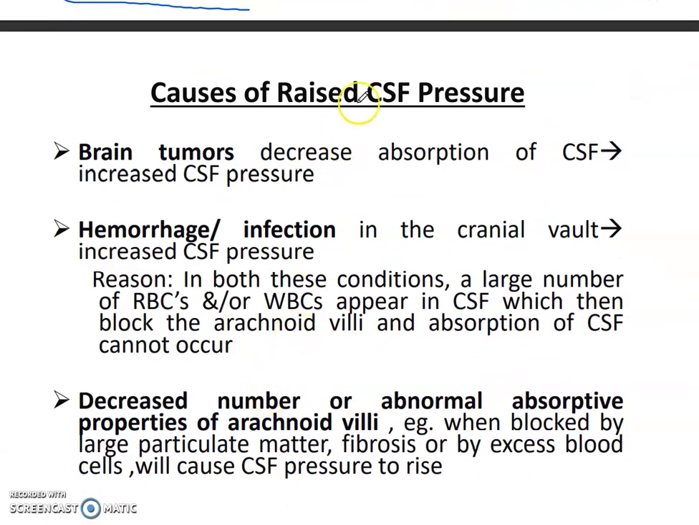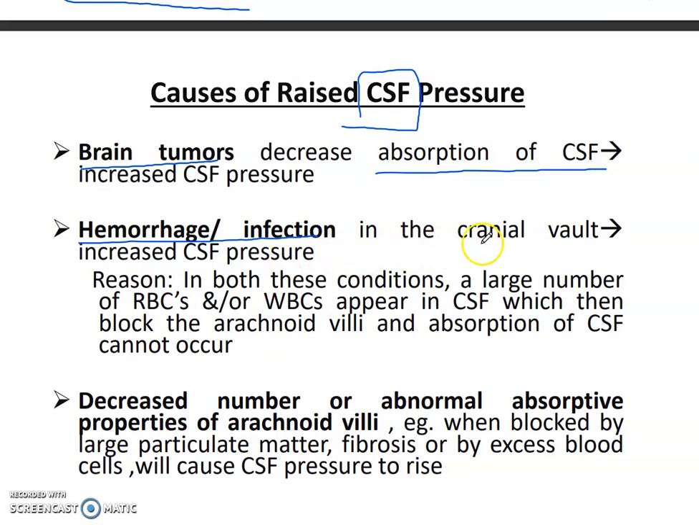The causes of raised CSF pressure. Brain tumors can decrease the absorption of CSF, and hemorrhage can occur in the cranial wall and increase CSF pressure. A large number of RBCs and WBCs appear in the CSF when there are broken arachnoid villi and the absorption cannot occur.